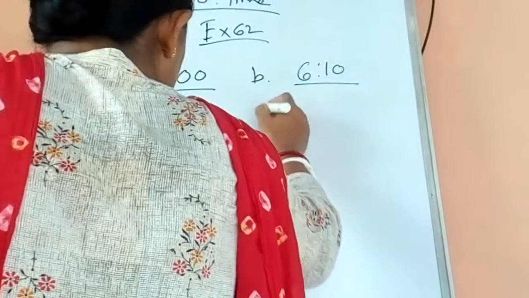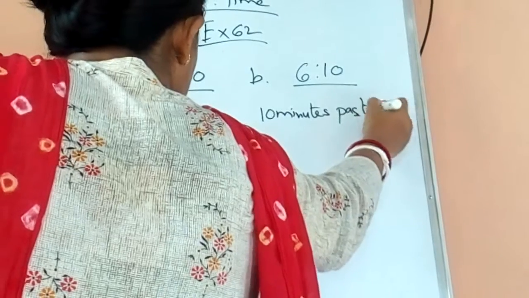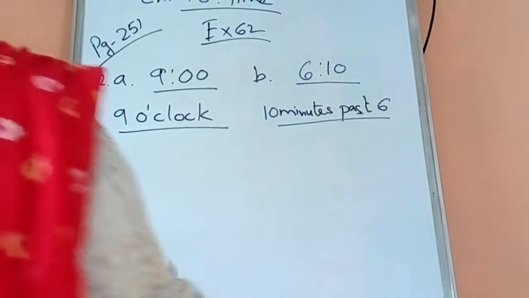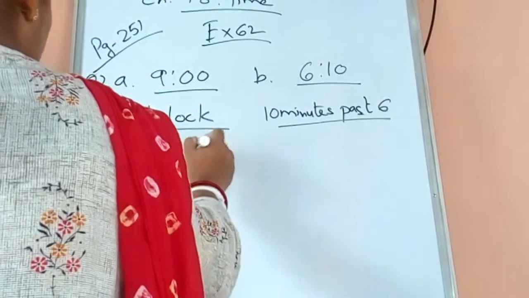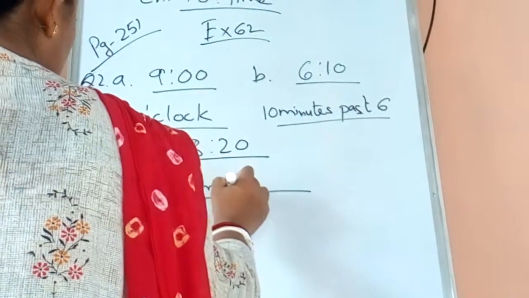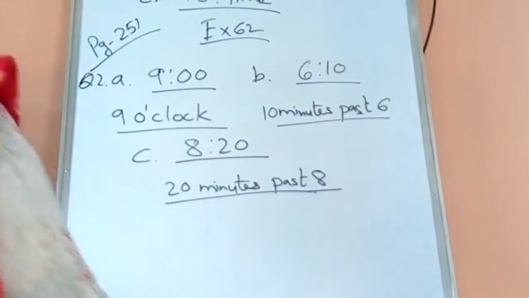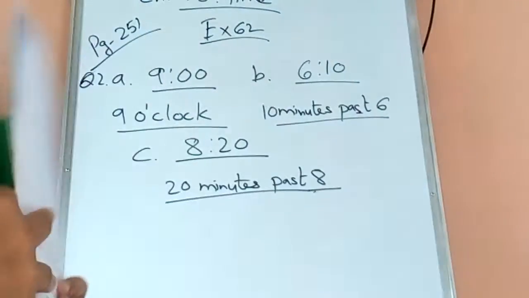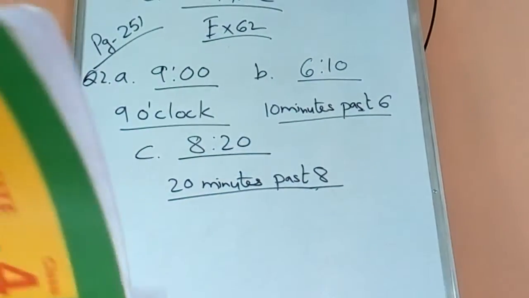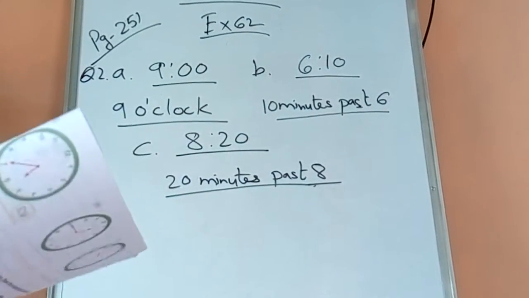Similarly, number B, it is given 6:10. That means 10 minutes past 6. It is 10 minutes after 6, so it will be 10 minutes past 6. Similarly, number C, it is given 8:20 and 20 minutes past 8. That means 20 minutes have passed after 8 o'clock. So you are writing 20 minutes after 8. The next page, 252. Here the others are very easy. You will do them on your own, from D to L.